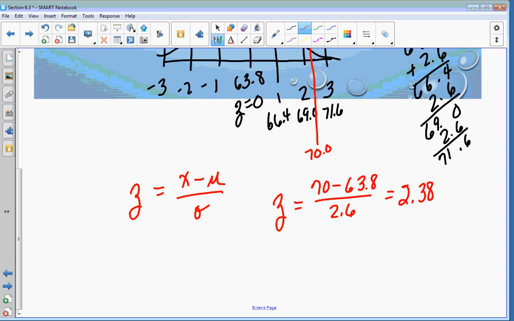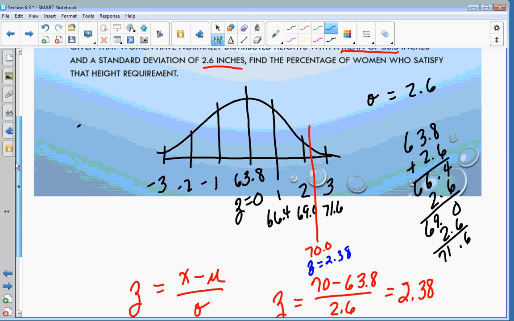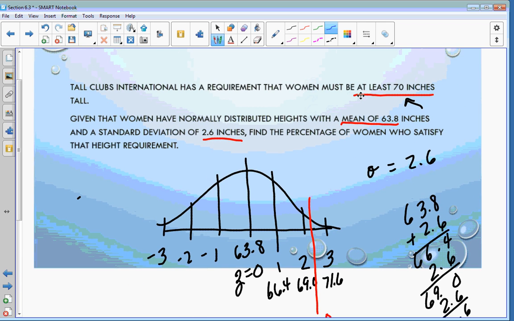Now that we know that z is equal to 2.38, we can go back up to our drawing, and it says at least. At least means it could be 70 or more. So the area that I'm going to shade is this little area here on this tail.